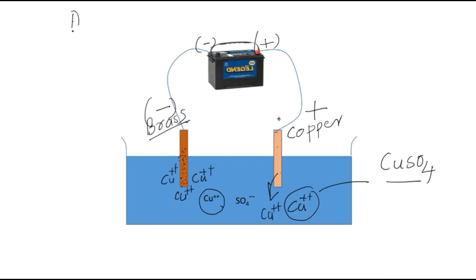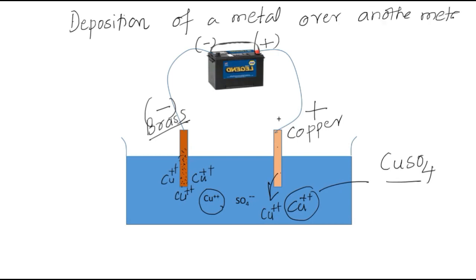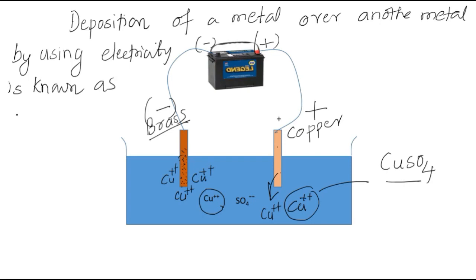So deposition of a metal over another metal by using electricity is known as electroplating. This is a very important concept. And what kind of electroplating have we done? We have deposited copper over brass, right? So this is electroplating. In specific it is called copper plating because we have used copper.